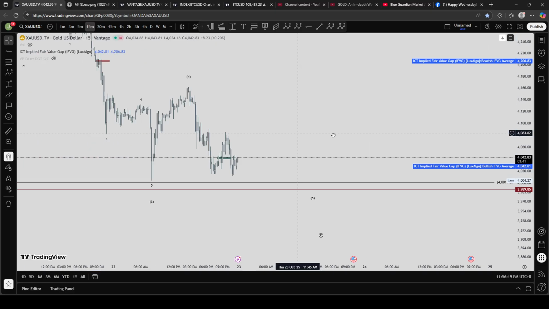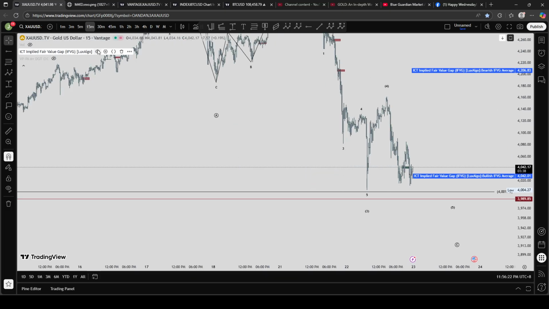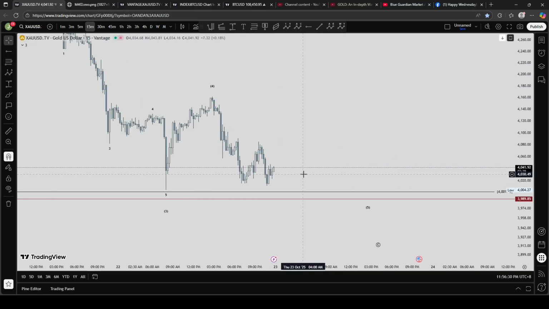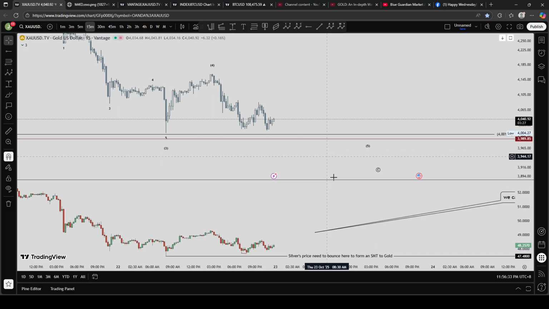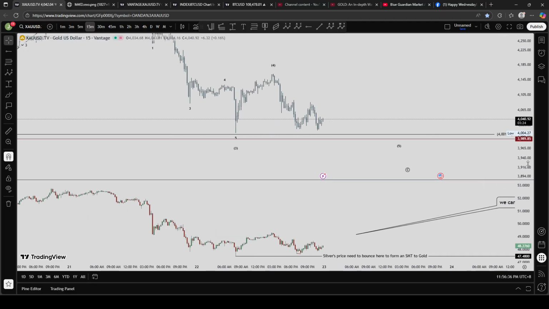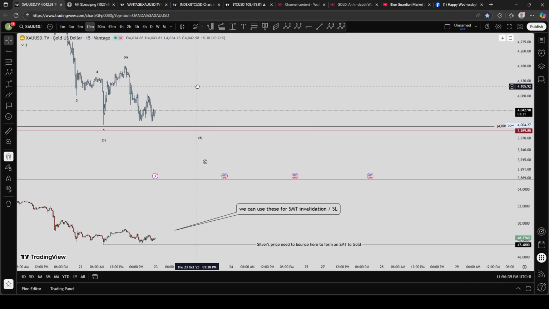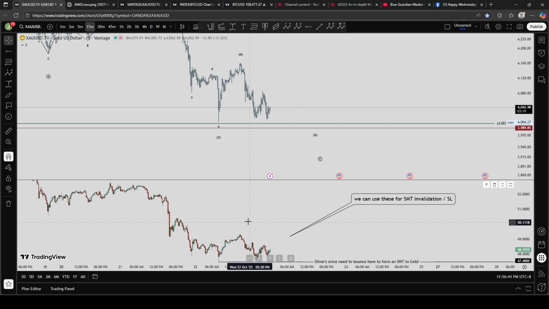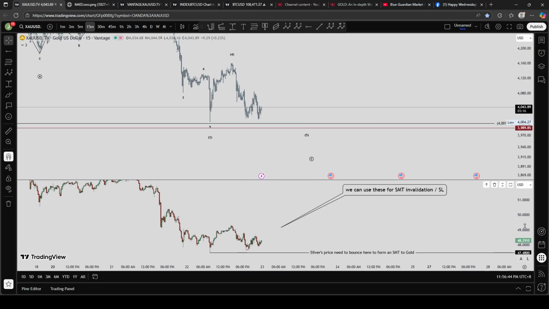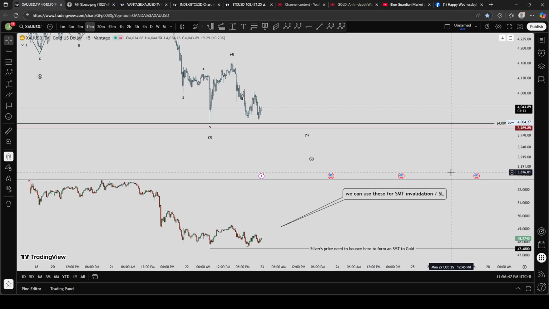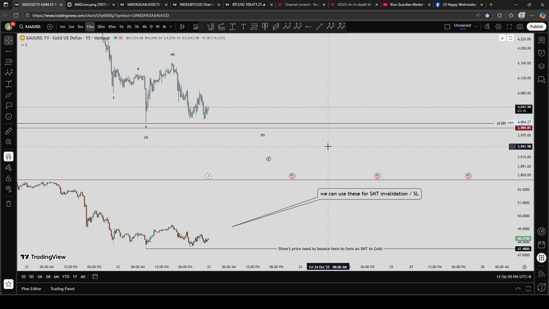this will be swept. Now, aside from the implied fair value gap that I have mentioned, you can also consider using the idea of the smart money technique, or the SMT. Here, I've already put a note on it. So if you are an SMT trader and you use SMT for your entry model, then the pivot that you would like to use for your possible SMT would be at this particular price of the silver.